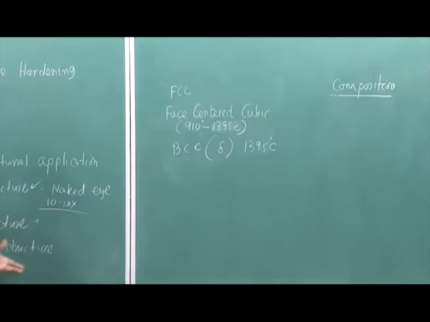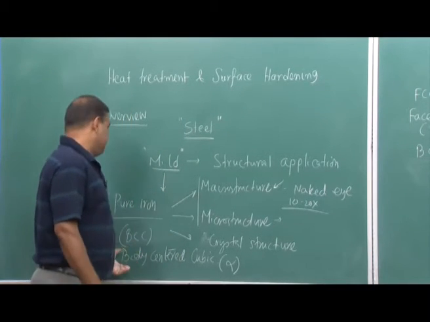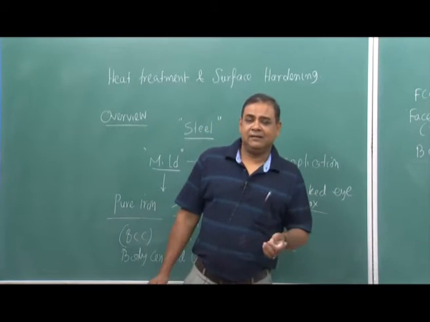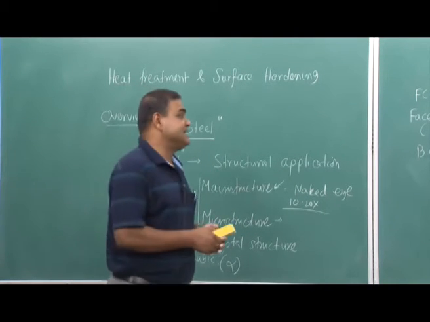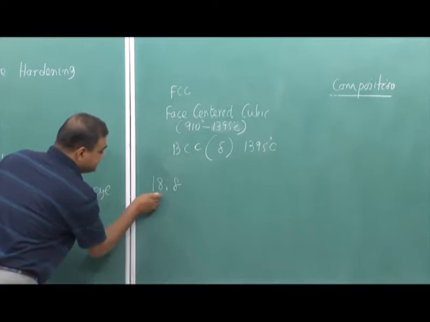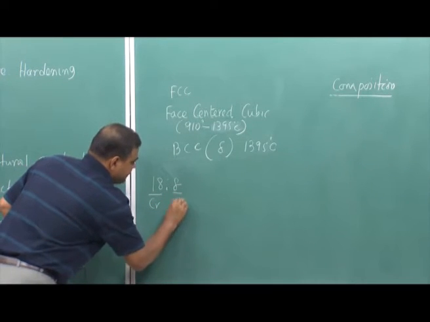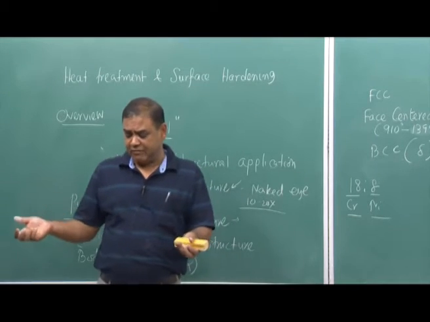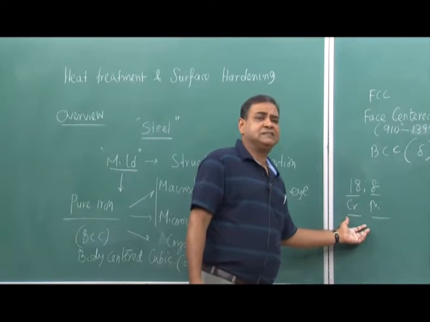Classic example, mild steel: if we consider the iron that we see, that is nothing but the BCC. And the popular stainless steel is called 18-8 stainless steel, where 18% is chromium and 8% is nickel. The stainless steel we see in our common applications, for example a wash basin, is a classic example of 18-8 stainless steel.